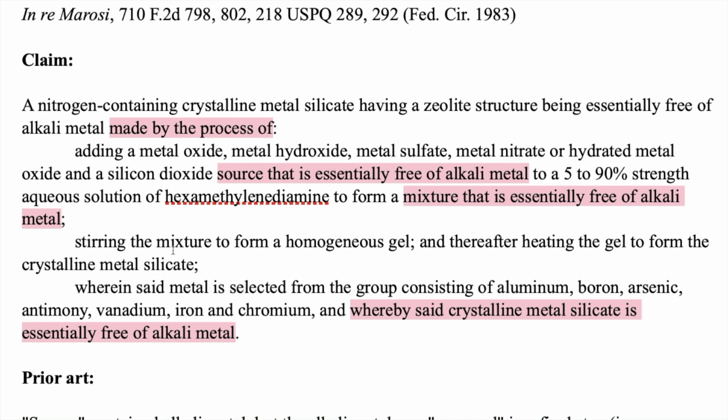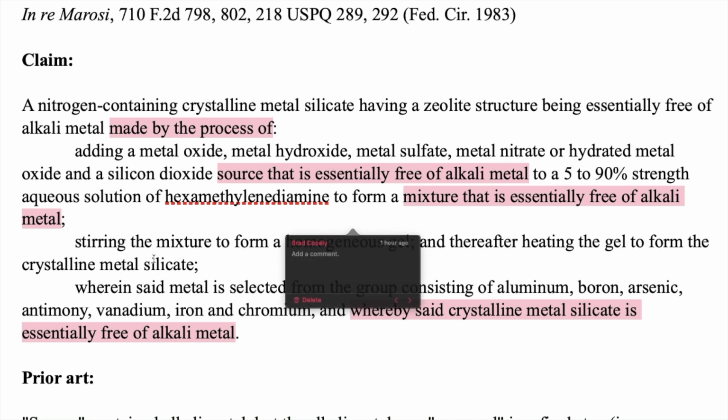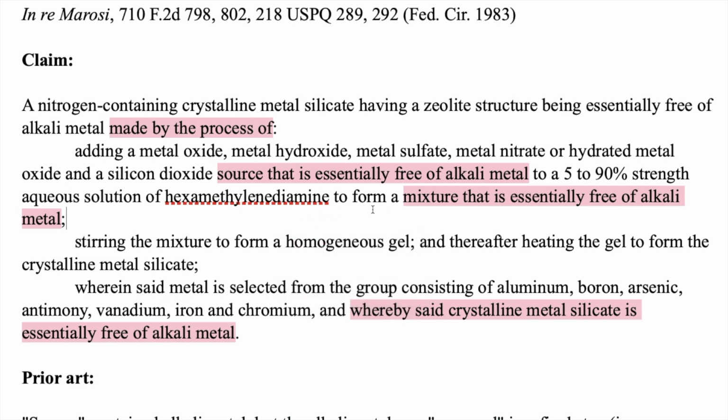process is down here. So it's made by the process of adding this metal oxide, metal hydroxide, metal sulfate, metal nitrate, or hydrated metal oxide and the silicon dioxide. And then this source that is essentially free of alkali metal. And then it has this 5 to 90% strength aqueous solution, hexamethylene diamine here, and then it forms a mixture that is essentially free of alkali metal.